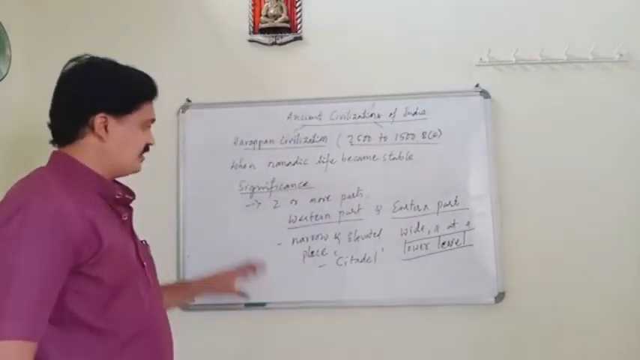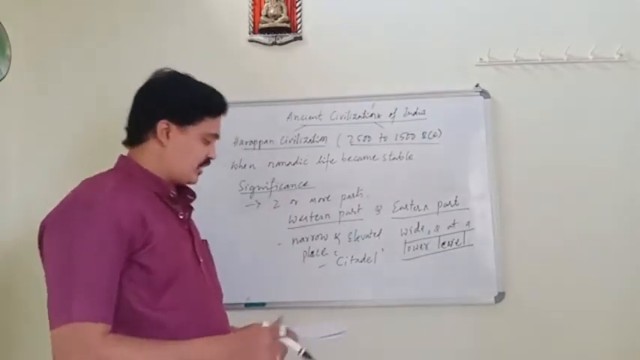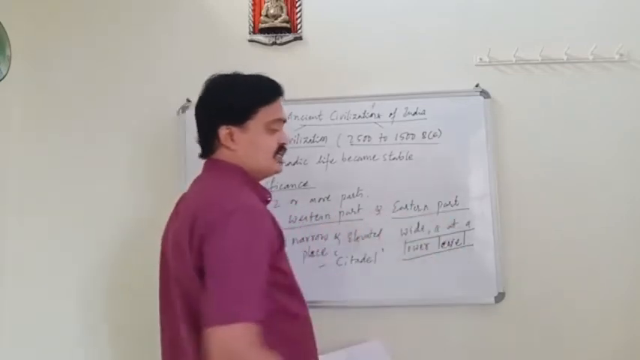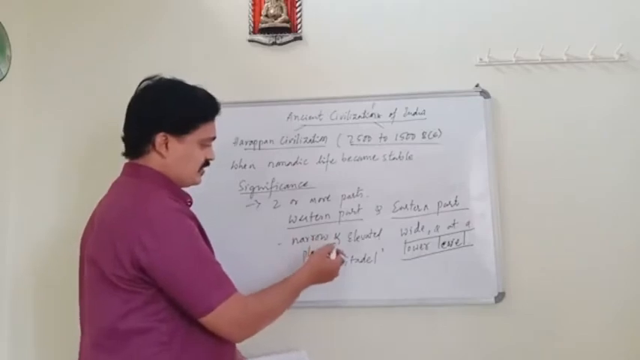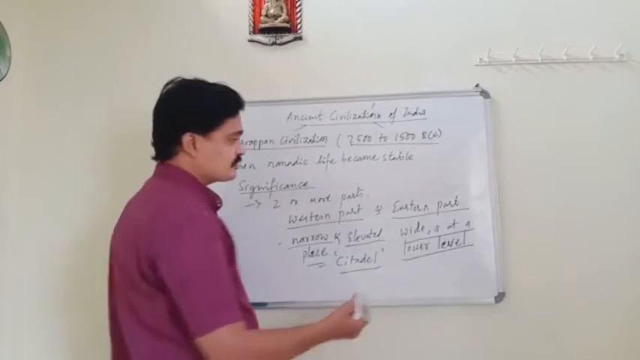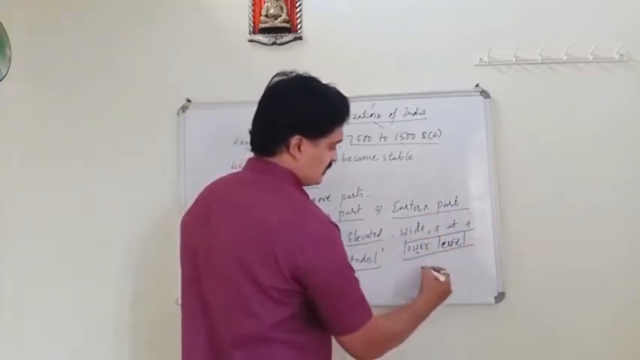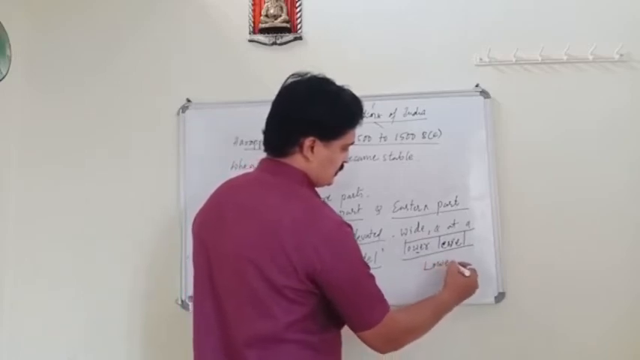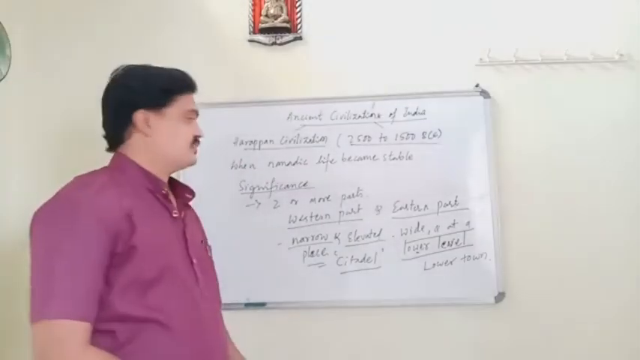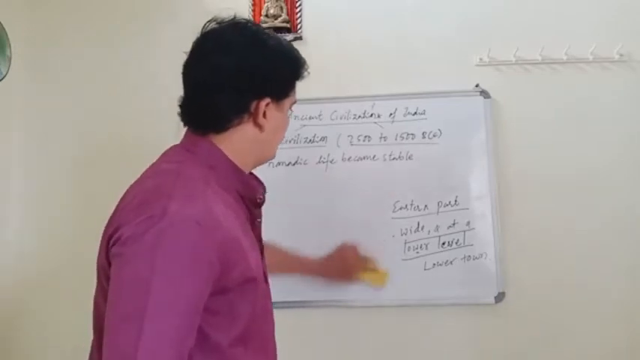So this is the significance of the Harappan cities: they had two or more parts. One is the western part, which is narrow and elevated and known as the citadel. The other is the eastern part, which is very wide and at a lower level, and so it is called the lower town. And one more important thing in the Harappan cities is the Great Bath.